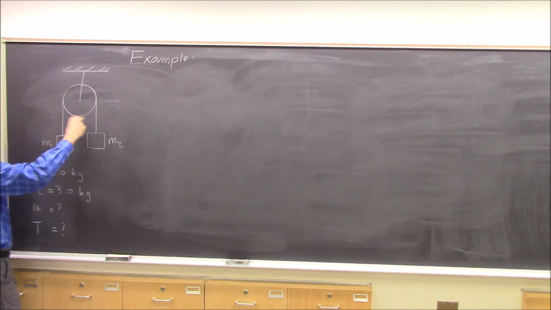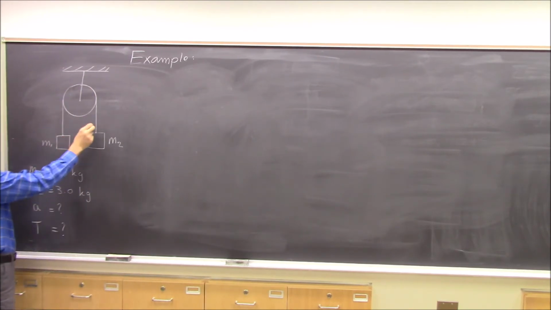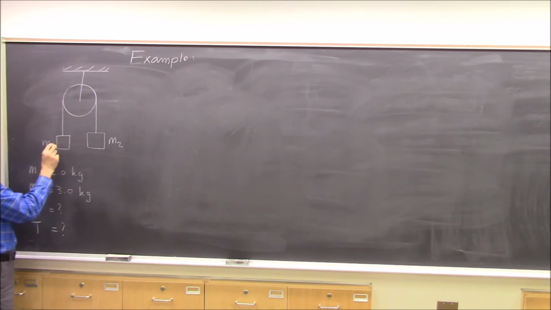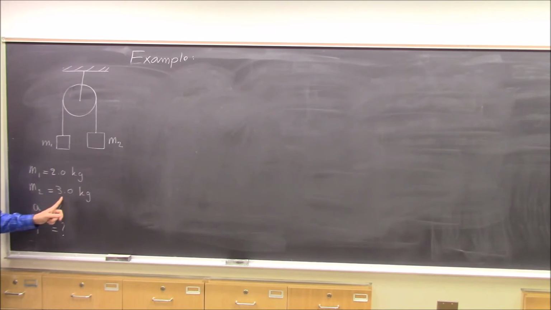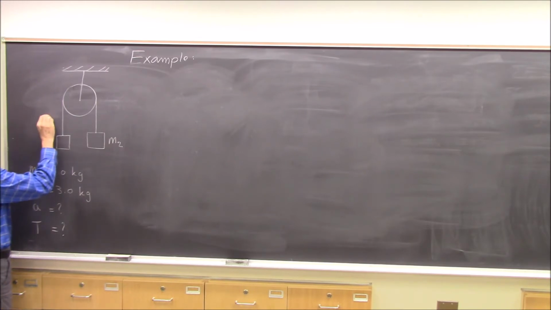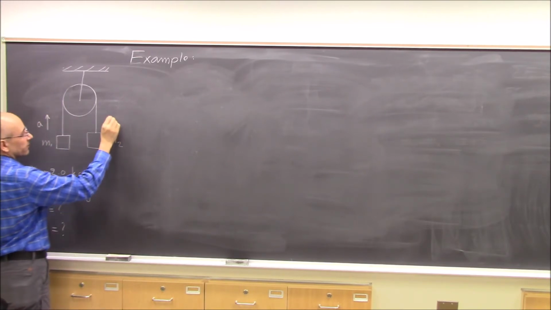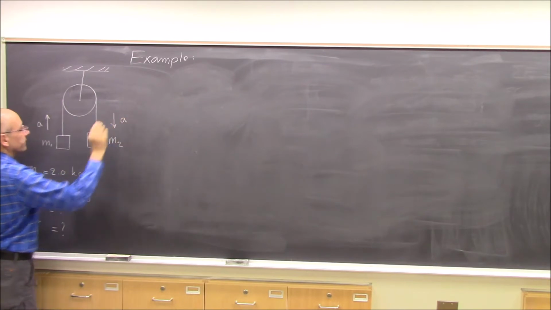So we have this massless, frictionless pulley again and massless strings. We have M1 and M2 hanging on both sides. M1 is 2 kilograms, M2 is 3 kilograms, and we want to find the acceleration of the system. M1, which is lighter, accelerates up, and M2, heavier, accelerates downward with the same magnitude. So the acceleration here is up, and the acceleration here is down, with the same magnitude.